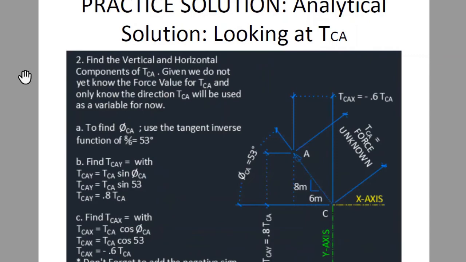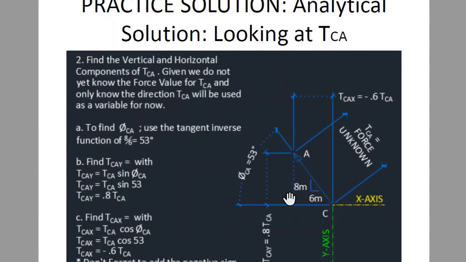Next, let's take a look at TCA. First, we will find the vertical and horizontal components of TCA. Given that we do not yet know the force value for TCA, and we only know the direction, we will use variables for now. First, to find the theta of TCA, we can use the inverse tangent of 8 over 6, which is our rise and run, and we find that theta of CA will equal 53 degrees, right here.